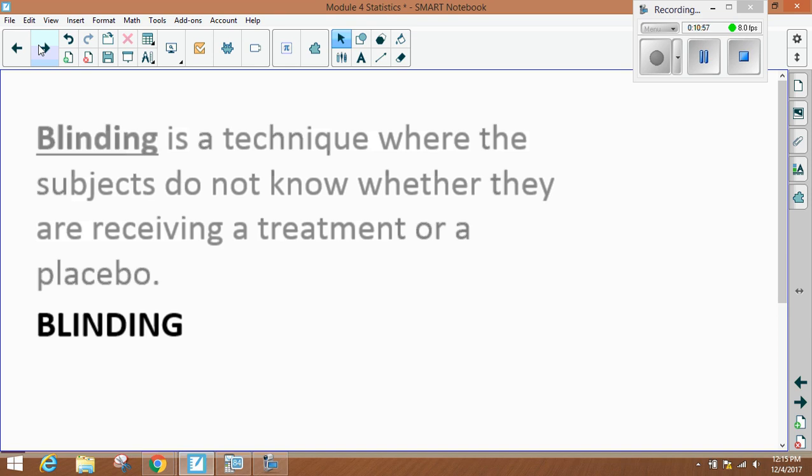No. When you're blinding, what you're doing is you're making sure that the people that you're giving the experiment to don't know whether they're getting the experiment or the treatment. It's always the way it has to be. You always want to have a blind experiment, right? Okay?